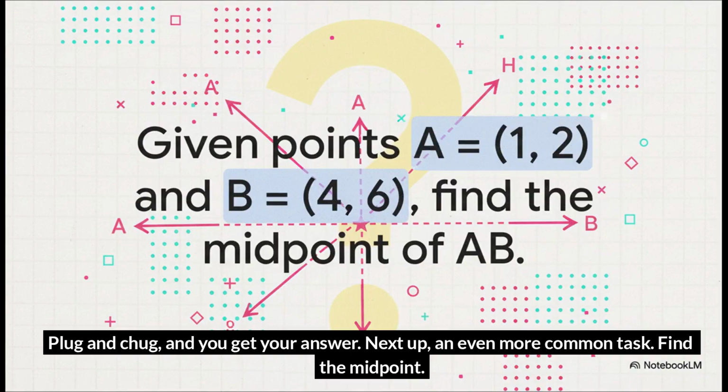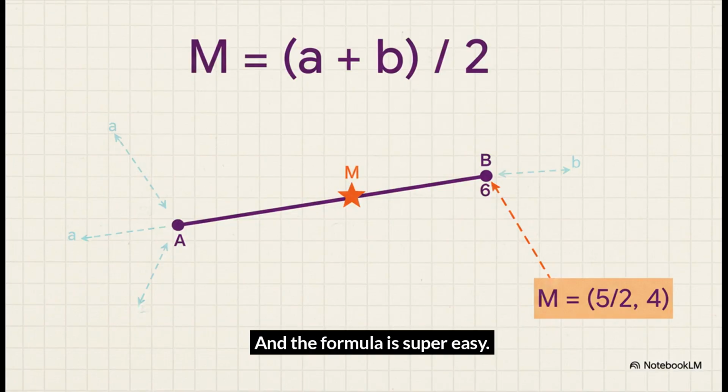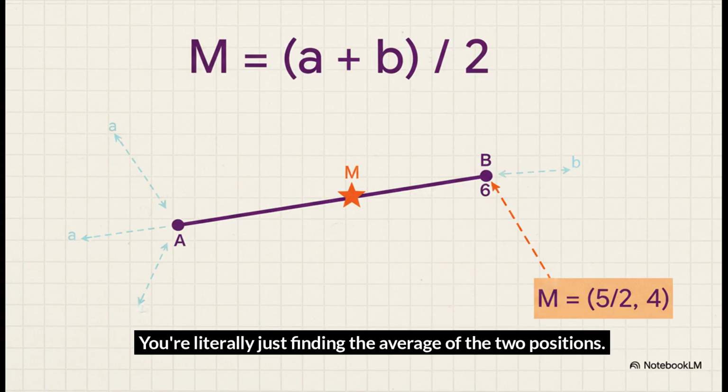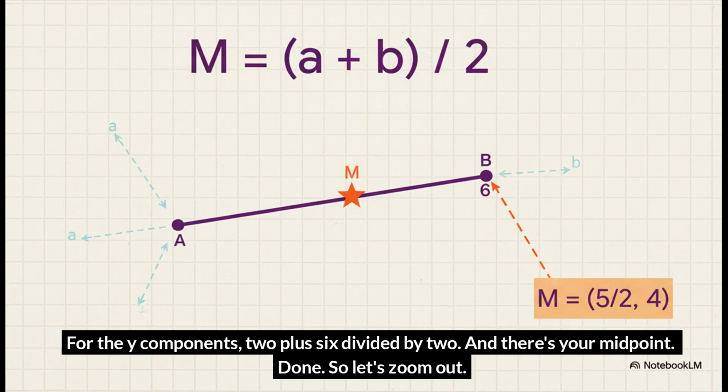Next up, an even more common task. Find the midpoint. This is really just a special case of what we just did, where the ratio is 1 to 1. And the formula is super easy. It's just the position vector of A plus the position vector of B, all divided by 2. You're literally just finding the average of the two positions. So for the x components, you do 1 plus 4 divided by 2. For the y components, 2 plus 6 divided by 2. And there's your midpoint. Done.